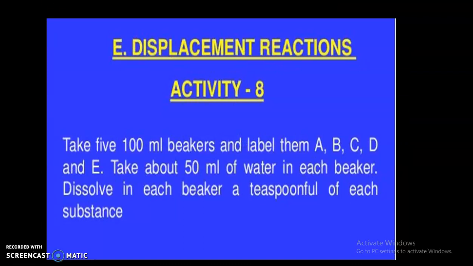Next, when we are talking about displacement reactions, you need to keep this reactivity series in mind. Based on this, Activity 8 is given in your book. So take 500 ml beakers and label them A, B, C, D and E and take about 50 ml of water in each beaker. Dissolve in each beaker a teaspoon of each substance.